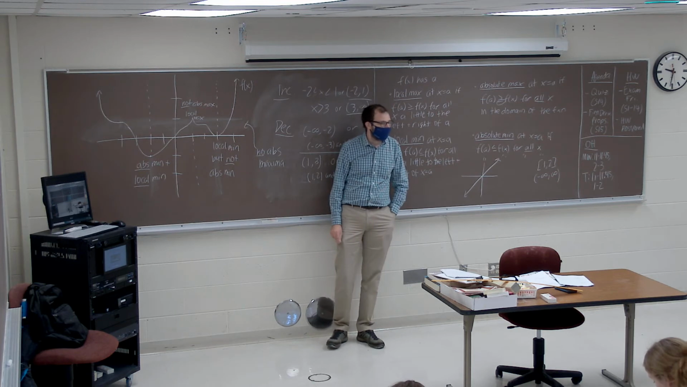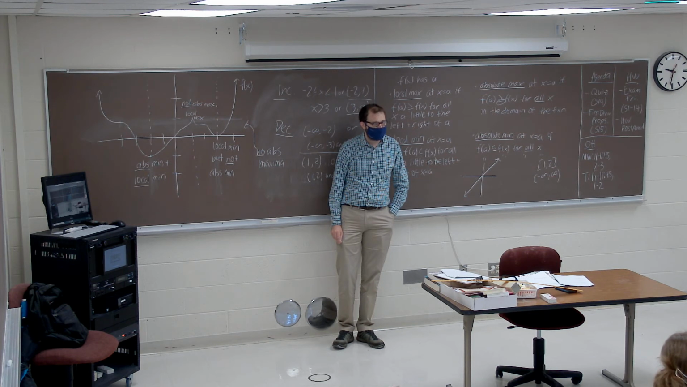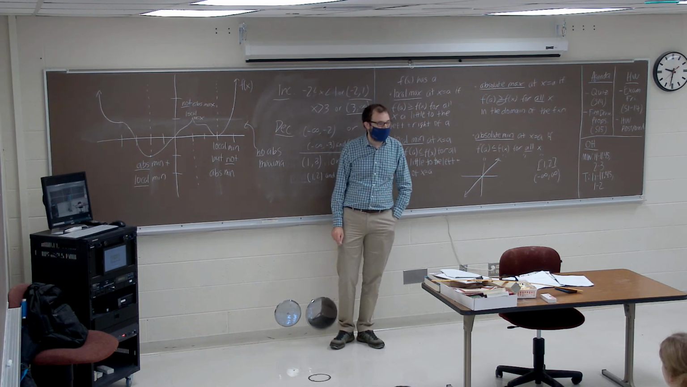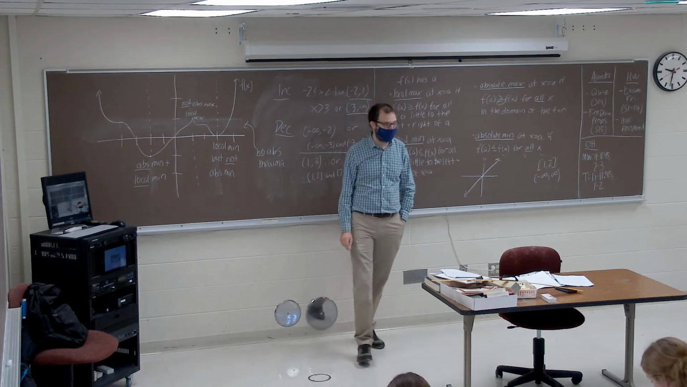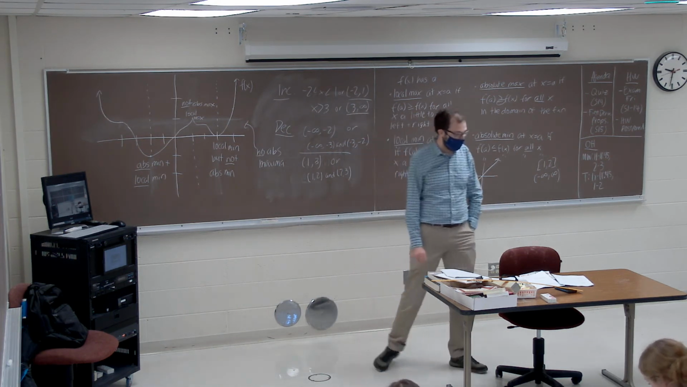On the quiz, would we get marked down for putting local max, not absolute max? Or is that not needed, or we can just put local max? On the quiz, I would probably ask you to specifically say at what values of x does this thing have a local max, and at what values of x does it have an absolute max.